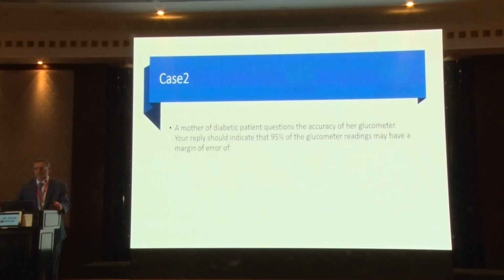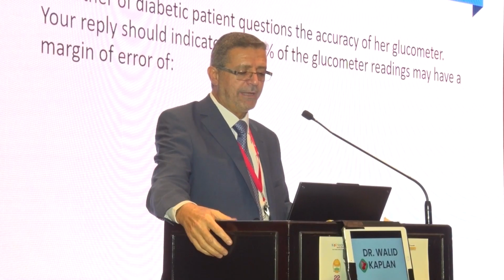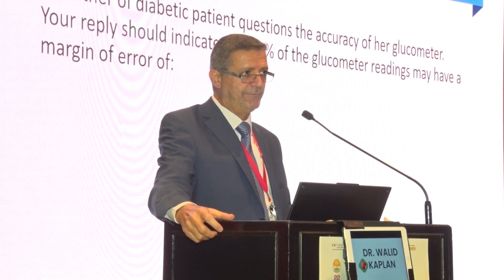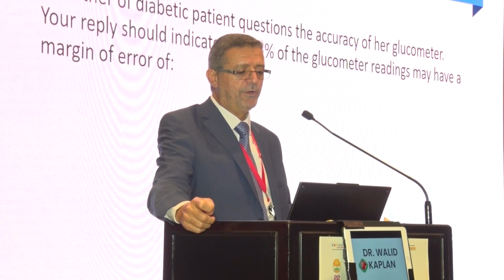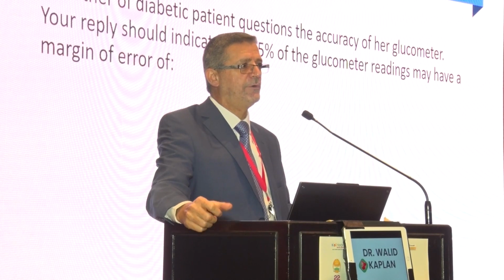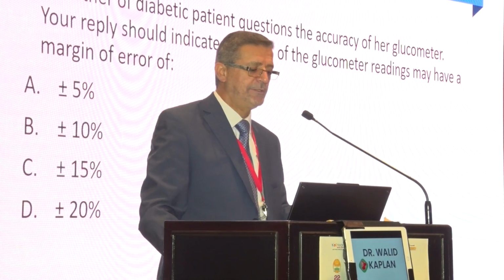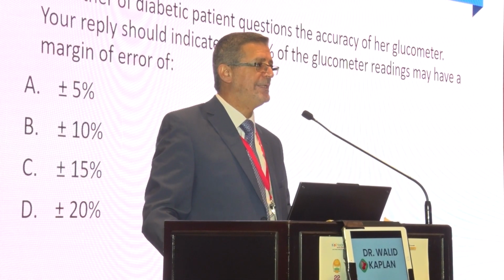Okay, another question about glucometer. You have a mother who has a diabetic patient. She's using more than one glucometer because she's obsessive compulsive. So every time she does the reading, she gets different readings. She never had the same reading in the meter, different meters. So she comes to you questioning the accuracy of the meter. Your reply should indicate that 95% of the glucometer readings may have a margin of error of plus minus 5%, plus minus 10%, 15%, or 20%.